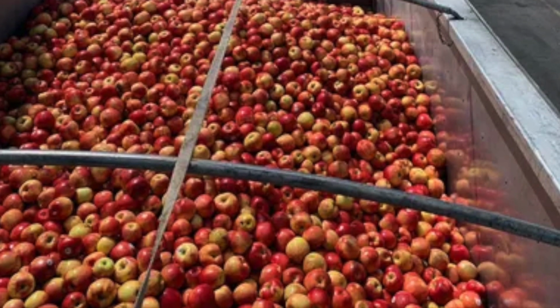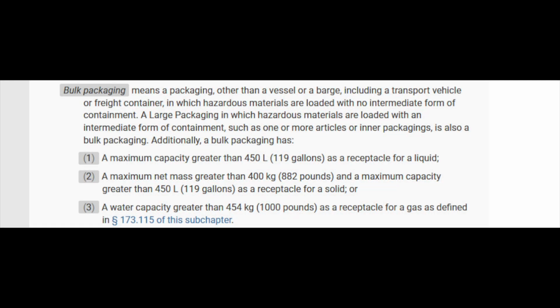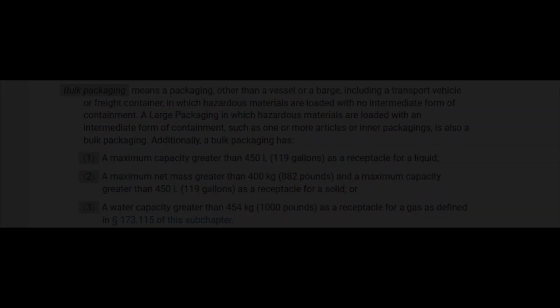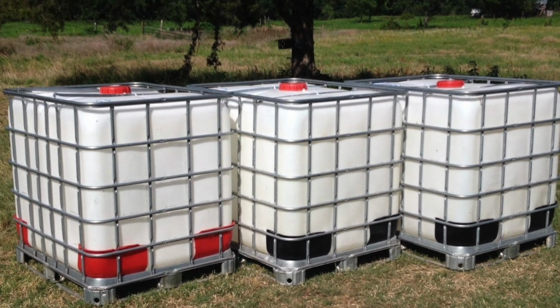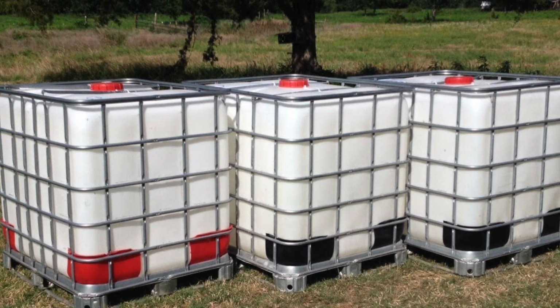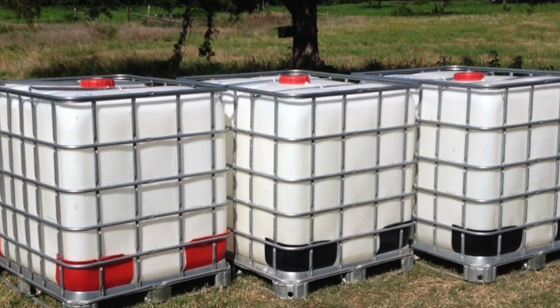It also means a maximum capacity greater than 119 gallons as a receptacle for liquid. So that means if the device itself can hold more than 119 gallons. It doesn't have to have more than 119 gallons in it. It can have 1 gallon, but because the receptacle itself meets the definition, suddenly you're a bulk load and you would require a placard. Totes are what we run into the most when it comes to this. Here is a photo of a tote.